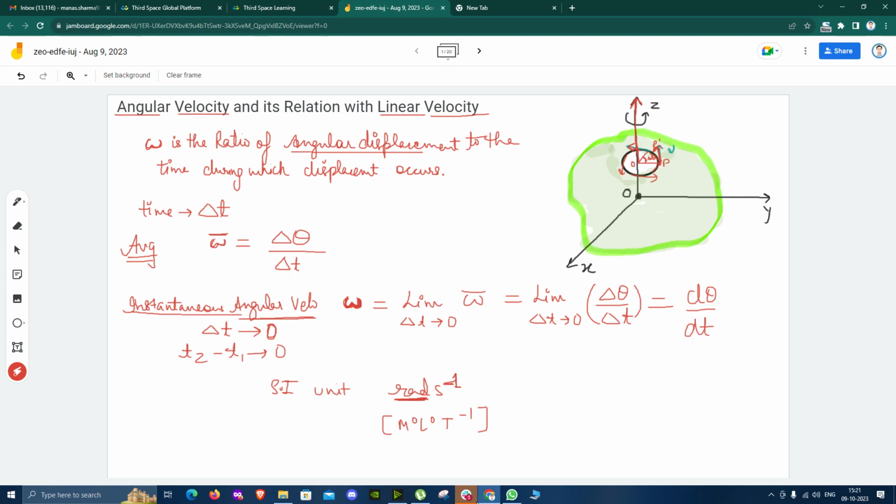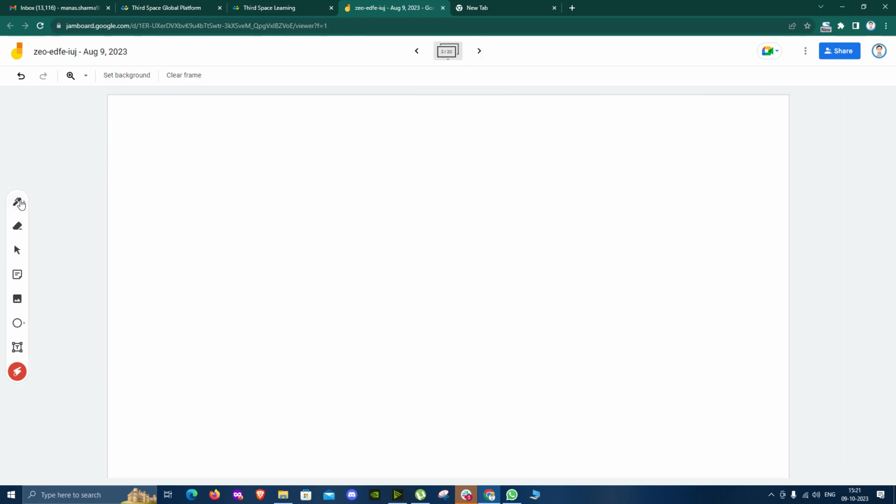Okay. Now let's talk about the vector relation between linear velocity and the angular velocity. It is simply v is equal to omega into r. Linear velocity v is equal to omega times r.